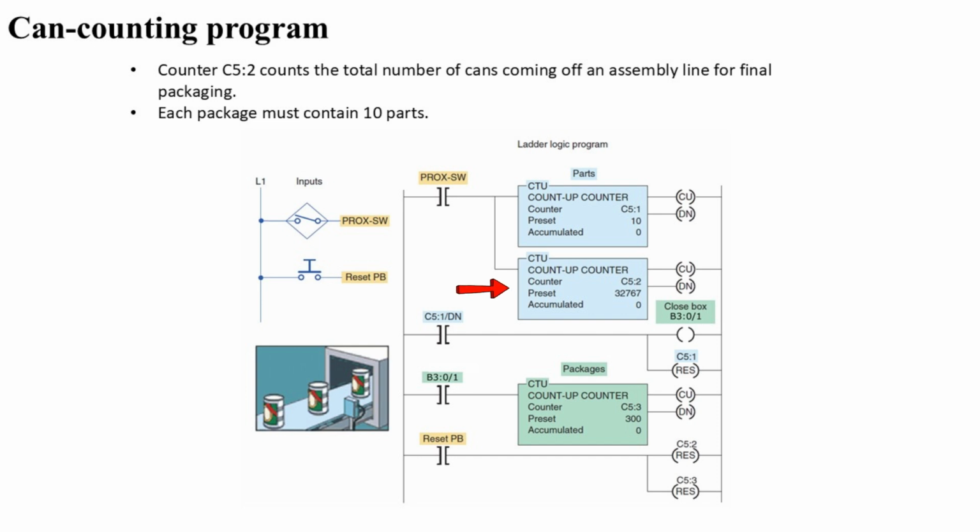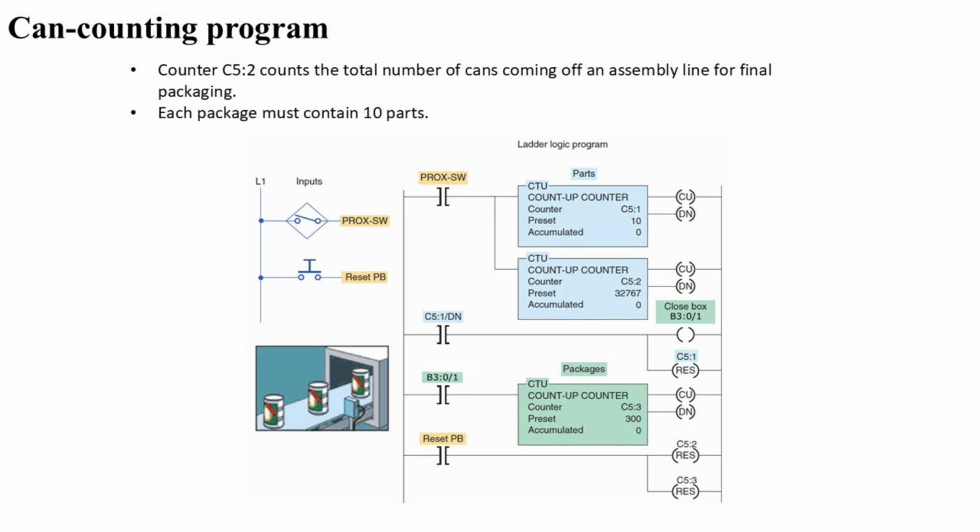Counter C5:2 counts the total number of cans coming off the assembly line for final packaging. Each package must contain exactly 10 parts. As each can passes the proximity switch, the input pulse increments both counters. Counter C5:1 keeps track of the cans in the current package. When 10 cans are detected, C5:1 reaches its preset value and sets bit B3:0/1. This bit activates the box closing sequence, signaling the system to seal and move that package off the line.